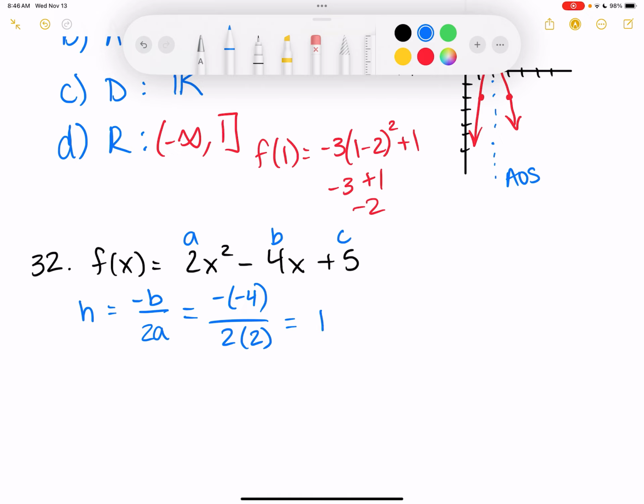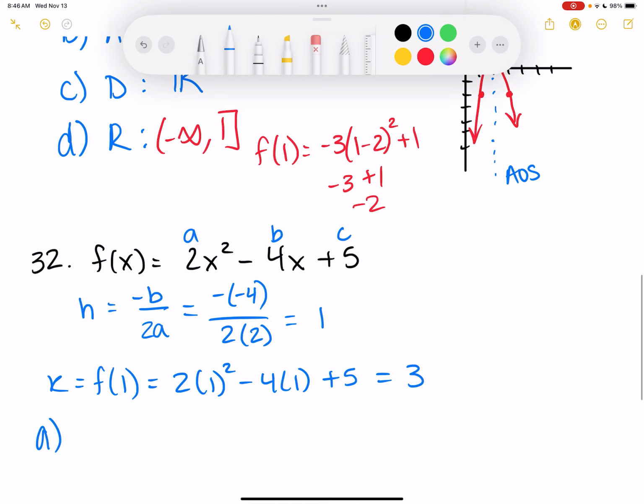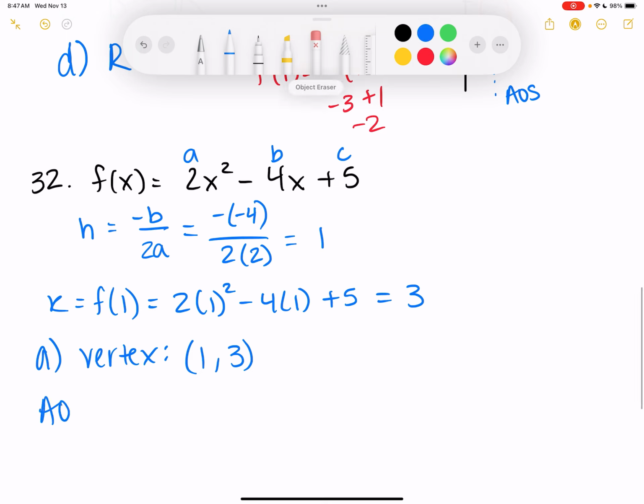Then to find the y value of the vertex, I plug this number in for x. So f of 1 is k, which would be 2 times 1 squared minus 4 times 1 plus 5. And what do I get when I do that? 3. So now the vertex is (1, 3). So what is the axis of symmetry? Yep, x equals 1.